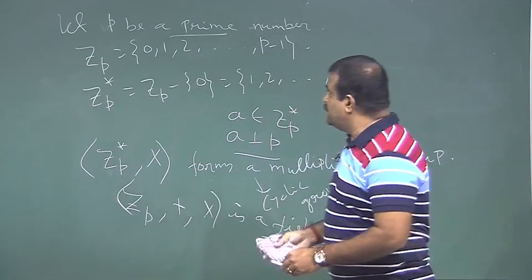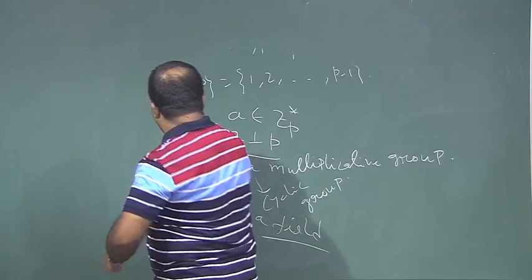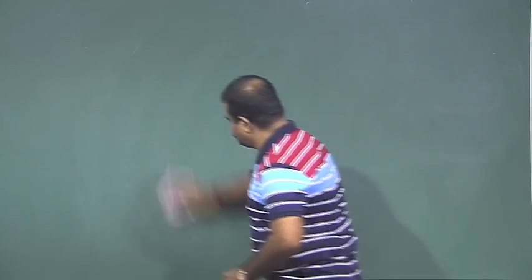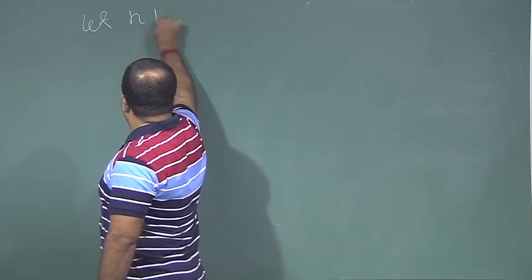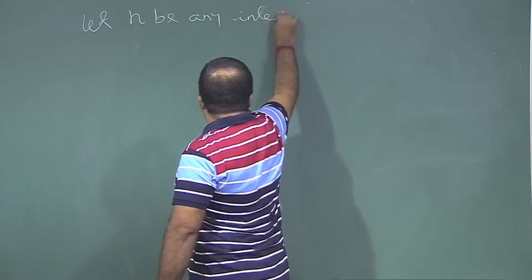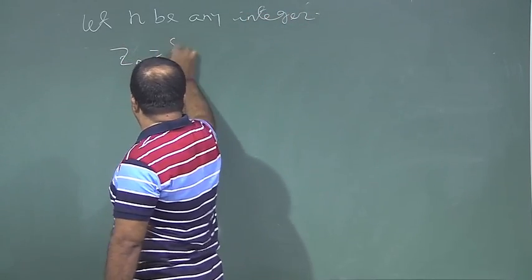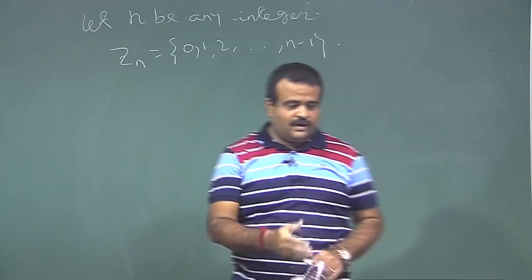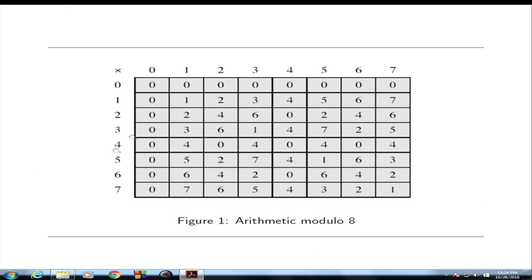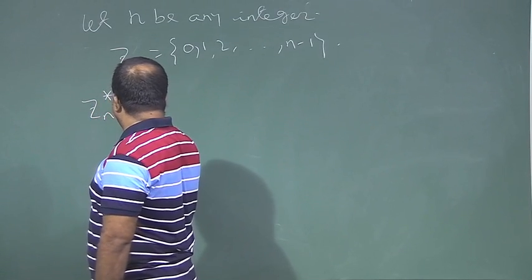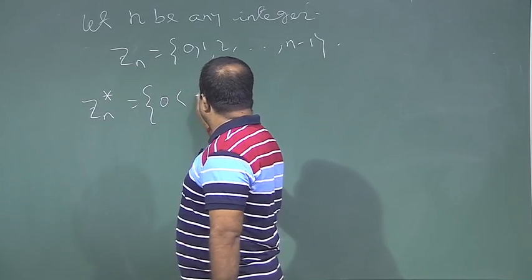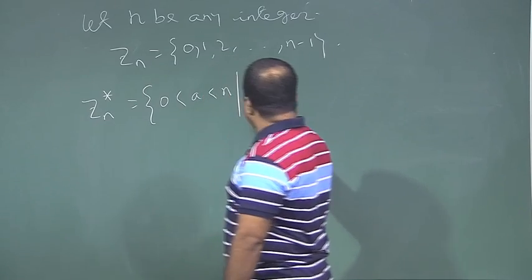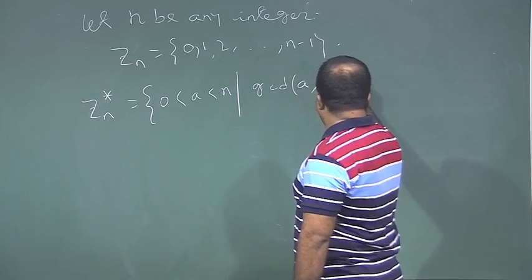Now, what will be the case if n is not a prime? Suppose in the general case, let n be any integer, need not be a prime. Then we define Zn. In the slide we have taken n equal to 8. We have seen that not all elements have a multiplicative inverse, only those elements which are relatively prime to n. That element set we define as Zn star. Zn star is the set of all elements less than n such that GCD of a comma n is 1.